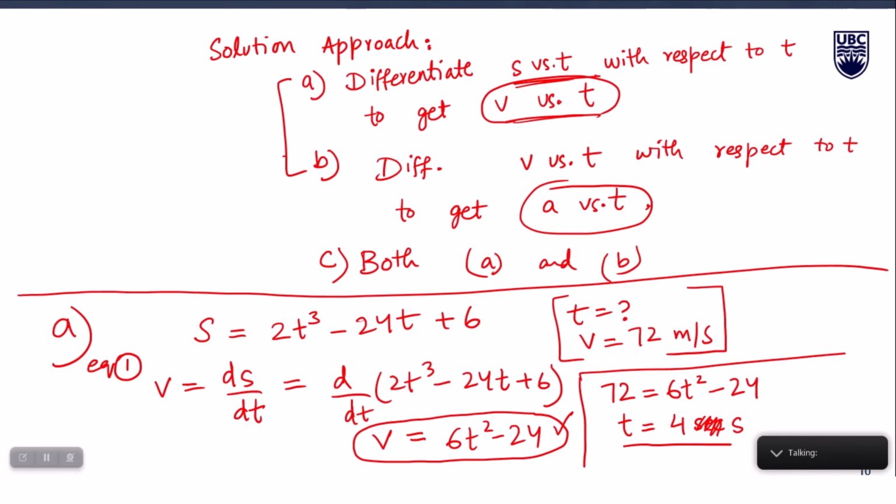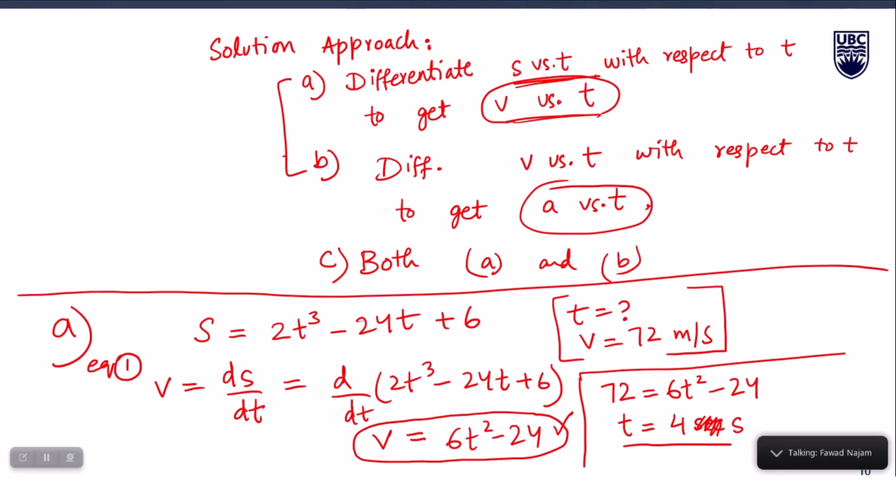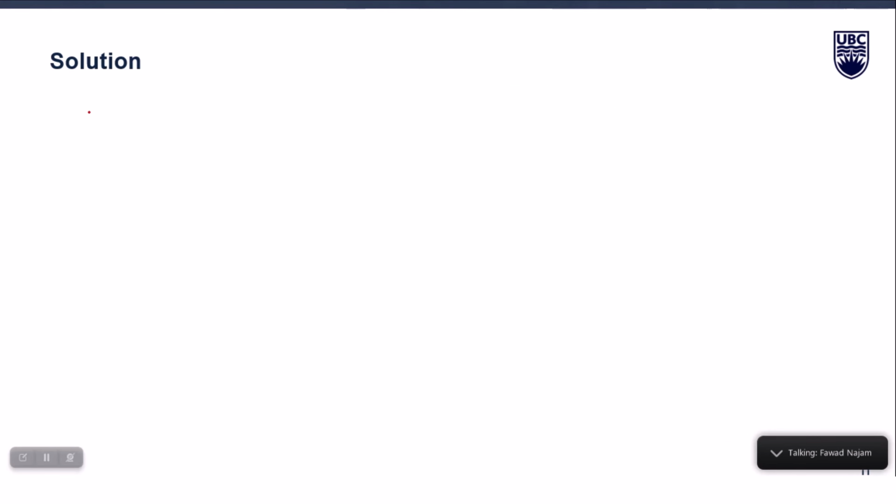So let's move to the second part, and for that we need to differentiate the velocity versus time relationship to get acceleration, because the second part is about acceleration. It is asking for the acceleration of a particle when velocity was having a certain value, right? So in order to proceed for part B, let's start with the velocity equation which we just determined. It was 6t square minus 24. Let's differentiate it one more time.